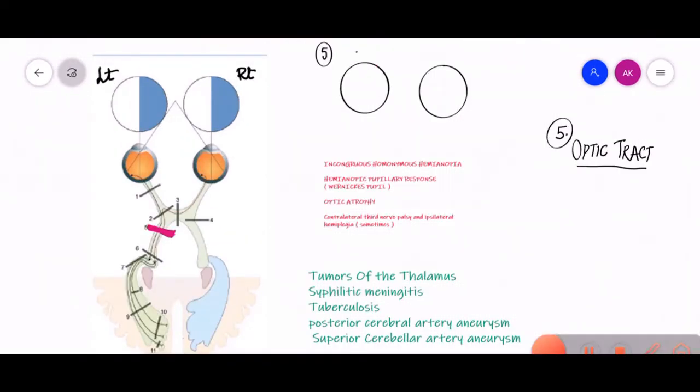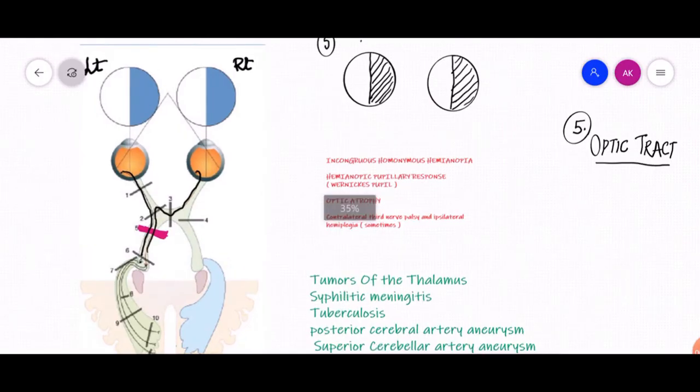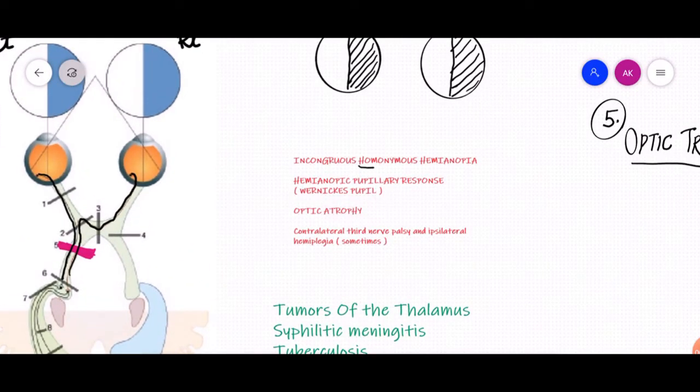Next, we will discuss the optic tract lesions, which is represented by the number 5 in this diagram. As we know that the optic tract will carry the uncrossed temporal fibers and the crossed nasal retinal fibers. The uncrossed temporal fibers will lead to a nasal defect in the same eye, and the crossed nasal fibers will cause a temporal defect in the opposite eye. Now, since the same side of both the eyes is getting affected, it is called a homonymous type of hemianopia.